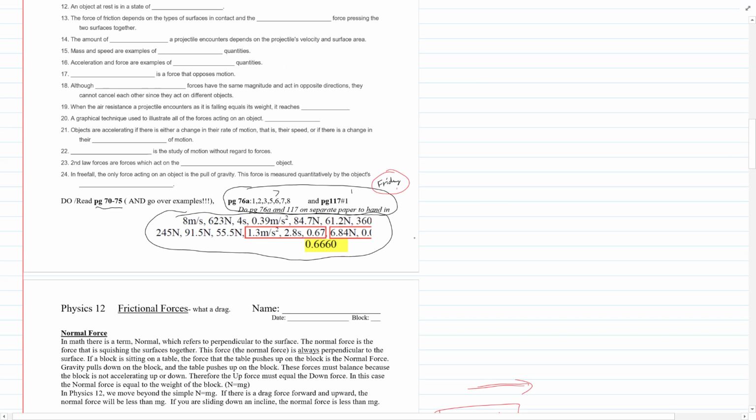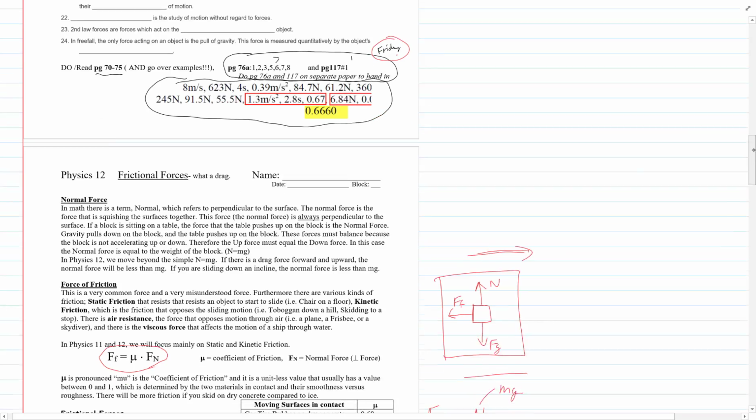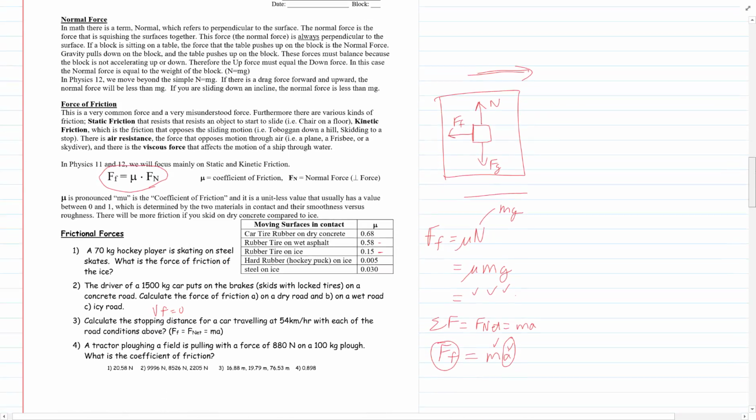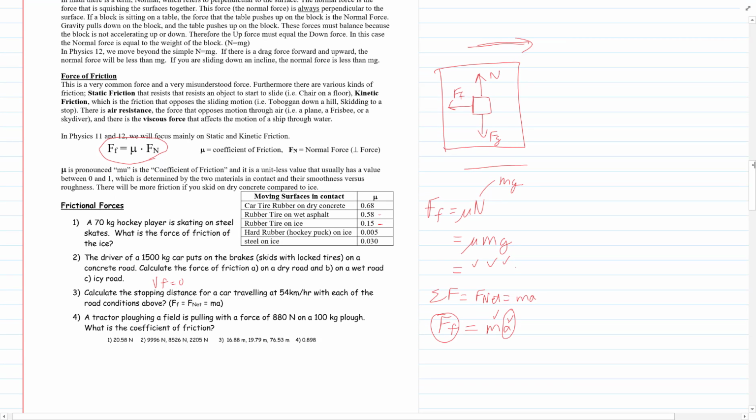We also did over this homework of page 70 to 75, went over a few questions there, and then assigned 7 questions here from page 76A all the way to 117. We've gone over them. I asked you to read stuff on frictional forces, and let's just go over a couple questions there. And then if you have more questions, just email me and I can make another video if you're having issues.